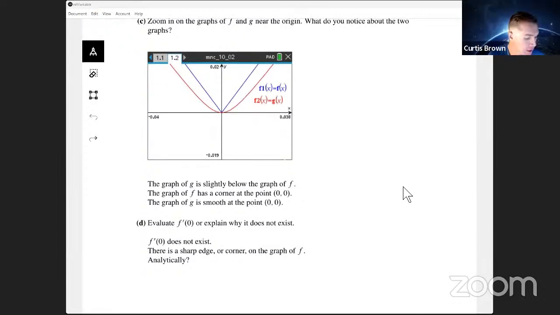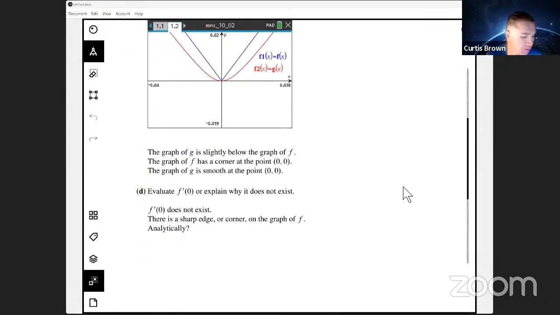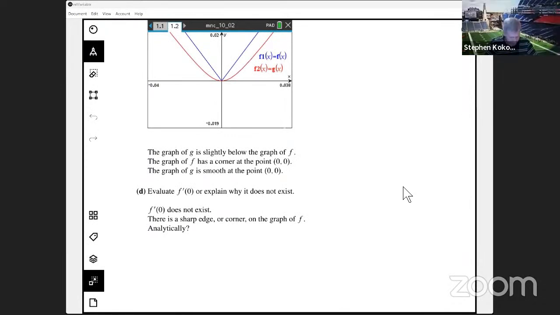So I've got a comment in the chat talking about a cusp. Yeah, a sharp edge called a cusp. Yep, we can use that phrase. I think we understand that one.